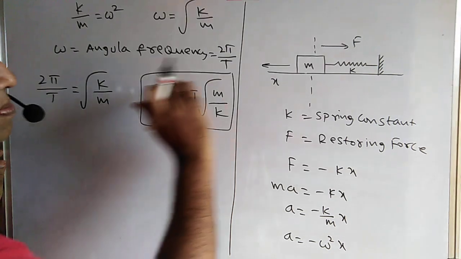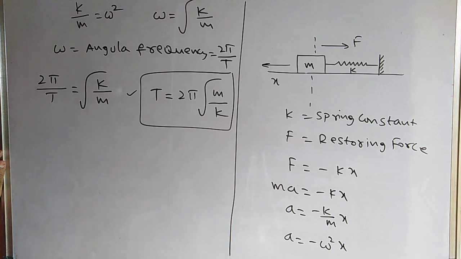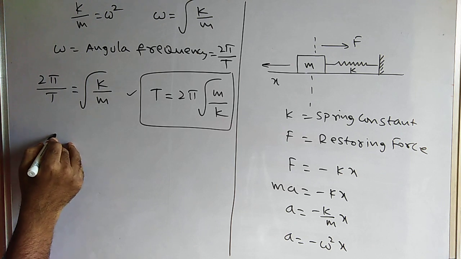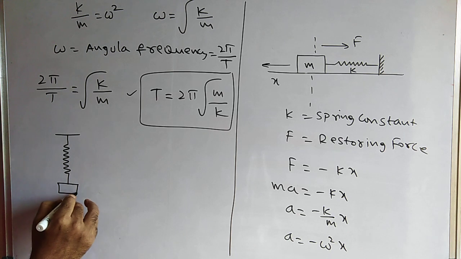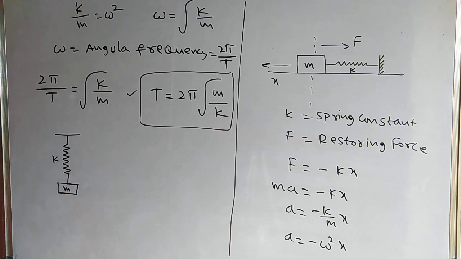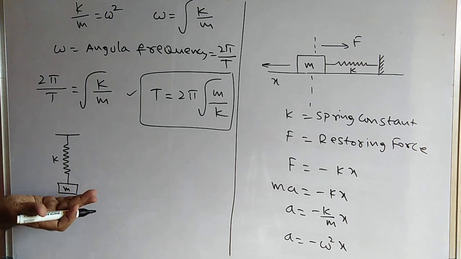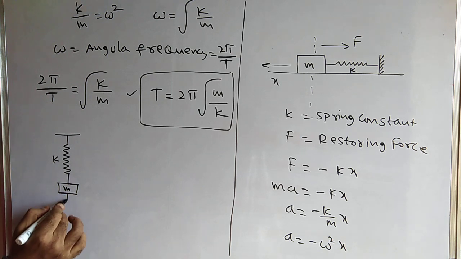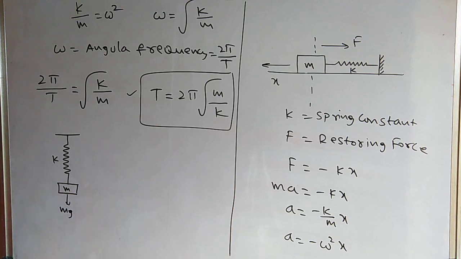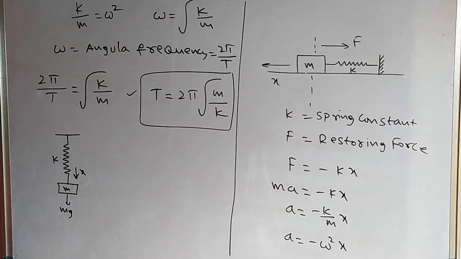But here, the spring is placed on a horizontal surface, and we got this expression. Suppose it is hanging, then how will you get the time period? Let us consider the spring. Suppose this is the spring, and it is connected to a mass m. This is spring constant k. When you release it slowly, due to its weight it comes down. The weight acting is mg, and due to this weight, let us say the expansion is x.